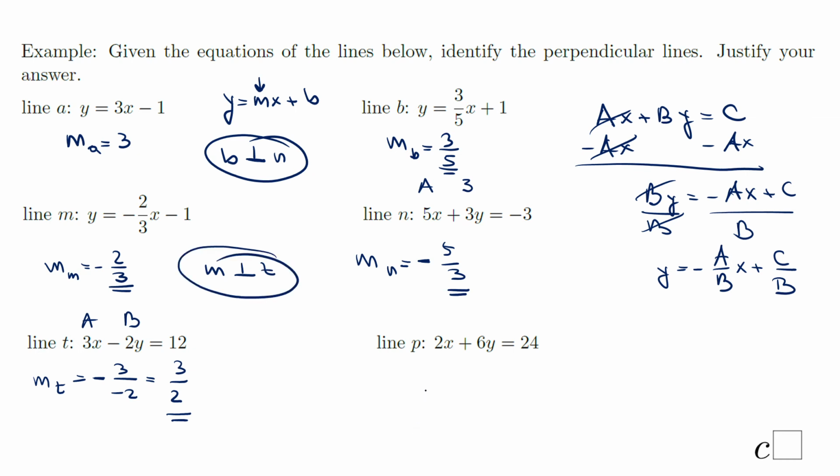And we have line P. Again, I'm going to use -a/b. A is 2, B is 6, so we end up with -1/3. This one and this one are negative reciprocal, opposite reciprocal. So lines A and P are perpendicular.